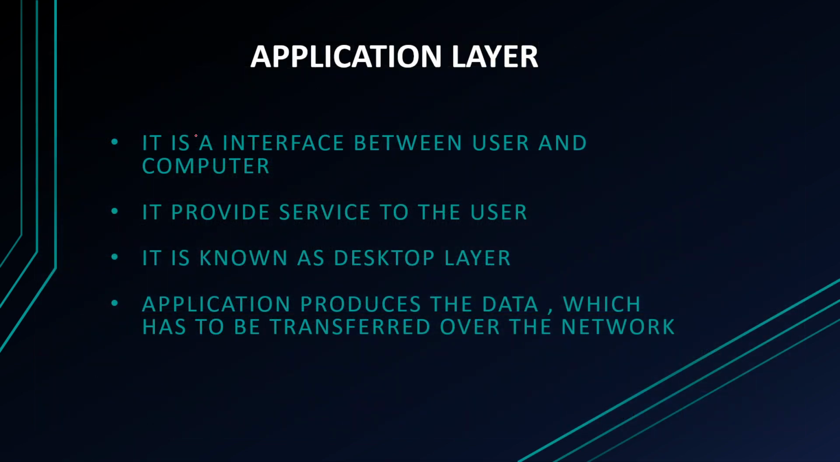First is the application layer. It is an interface between the user and the computer. It provides service to the user. It is known as the desktop layer. Applications produce the data which has to be transmitted over the network.